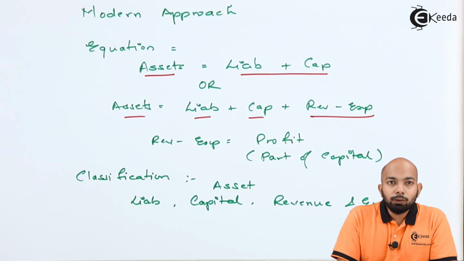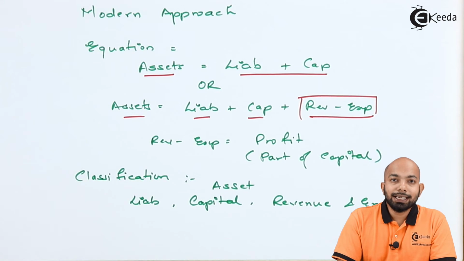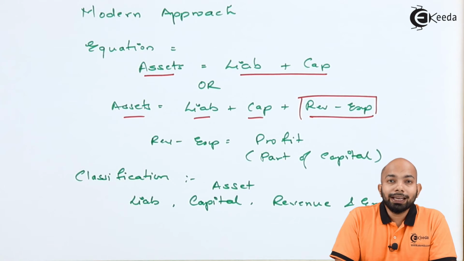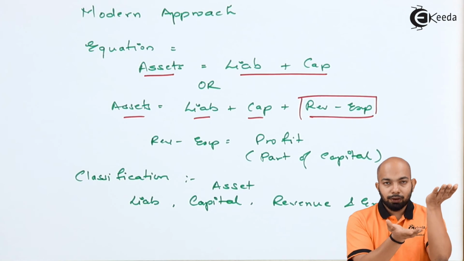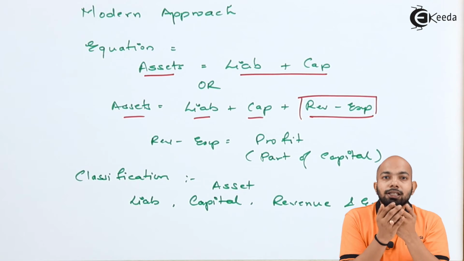The further breakdown is assets equal to liability plus capital. That means capital can be further classified into these categories which have been mentioned here, plus revenue minus expenses. Now, revenue minus expenses doesn't mean anything by itself. It actually means just one specific thing, that is, the profit part. If your revenue side is more, and you subtract expenses from that, whatever is left is the profit.